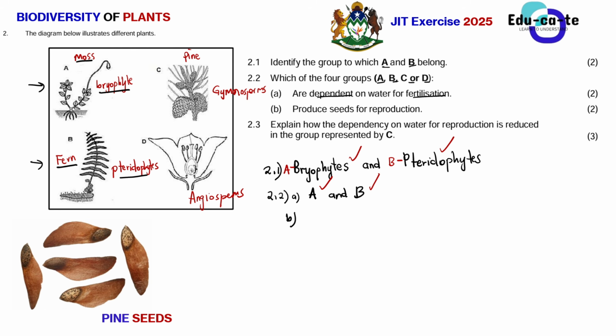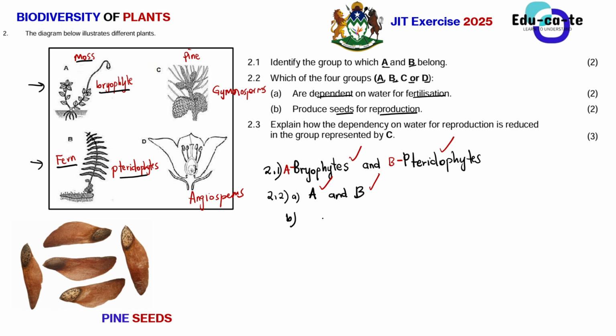4 groups produces seeds for reproduction? Remember that the seed-bearing plants are collectively known as the spermatophytes. So the spermatophytes are those plants that are able to produce seeds for reproduction. They don't require water for reproduction. They use their seeds. We've just mentioned them, that it is the gymnosperms and the angiosperms.